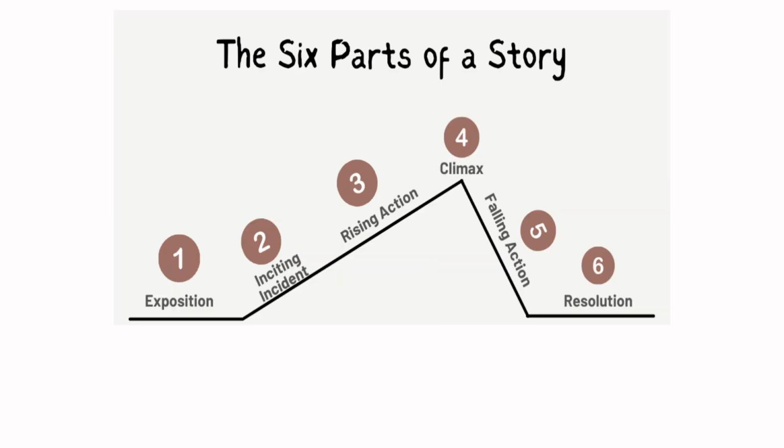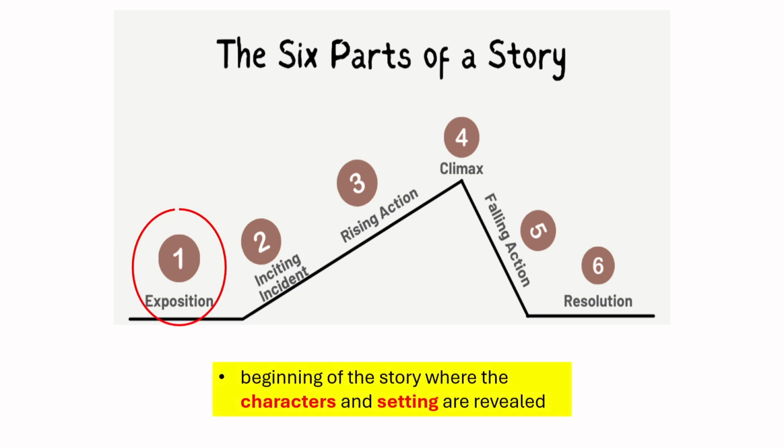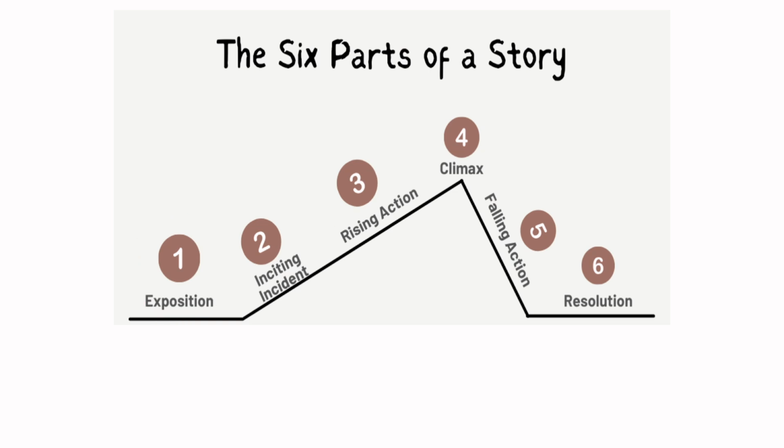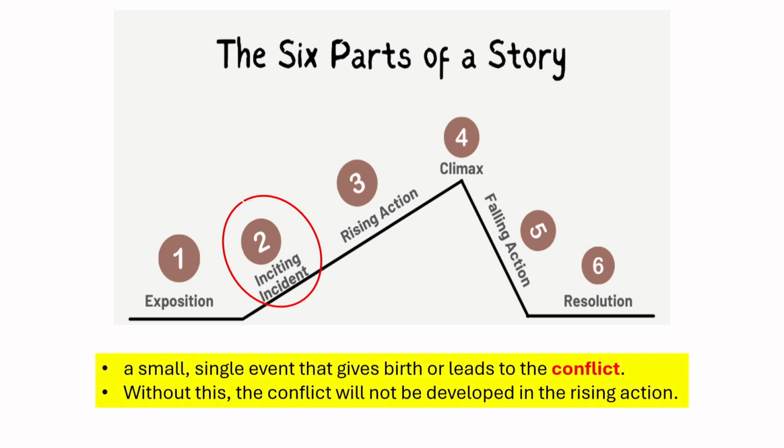The first part of this plot diagram is the exposition or introduction. This is the beginning of the story where the characters and setting are revealed. Next is the inciting incident or complication. This is a small single event that gives birth or leads to the conflict. Without this, the conflict will not be developed in the rising action.